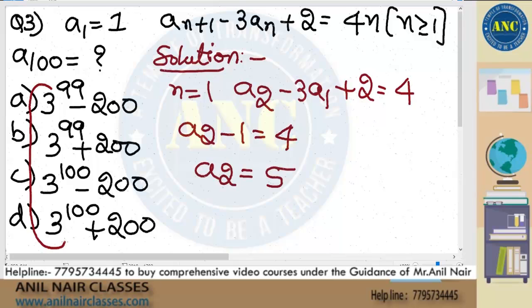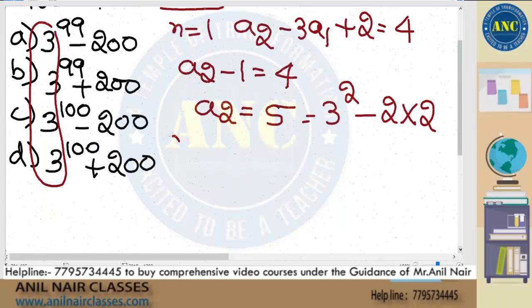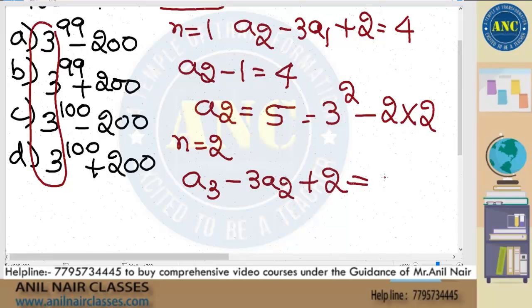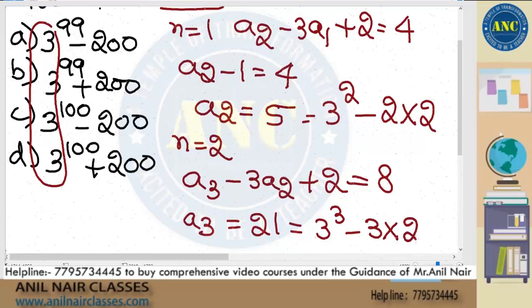All options are of the form 3 power something. 5 can be written as 3 square minus 2 into 2. Now if I put n value 2, this will become a3 minus 3a2 plus 2, which is 4 into 2, 8. a2 is 5, so minus 15 plus 2 is minus 13, which is 21. 21 is 3 cube minus 3 into 2.